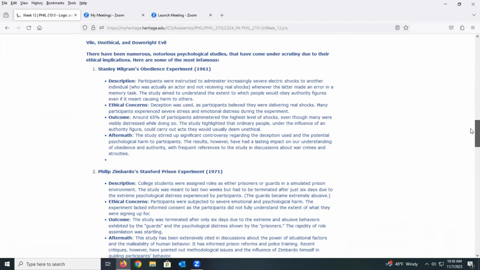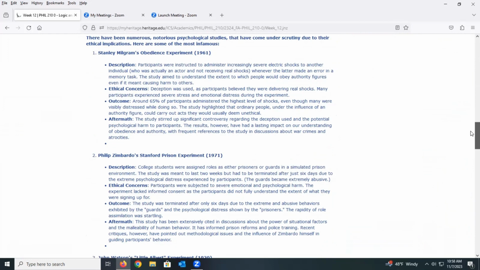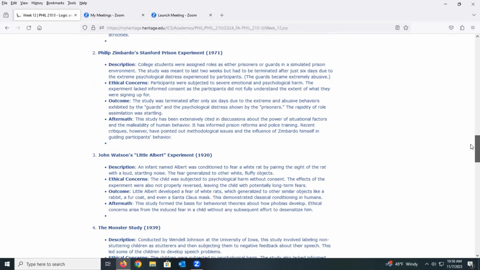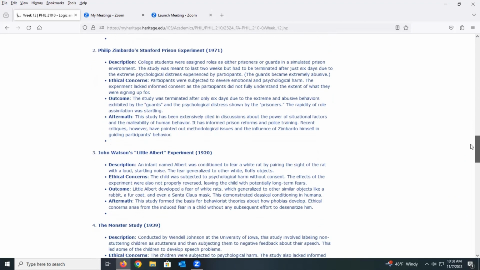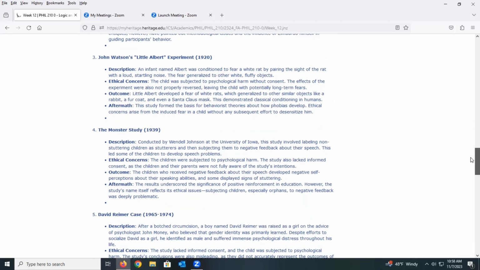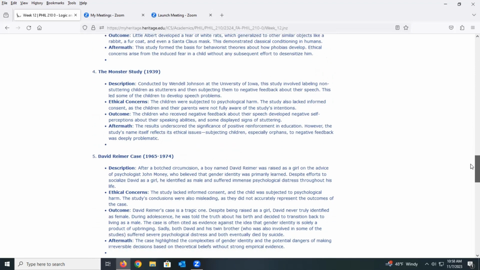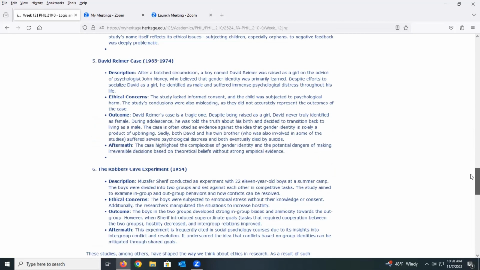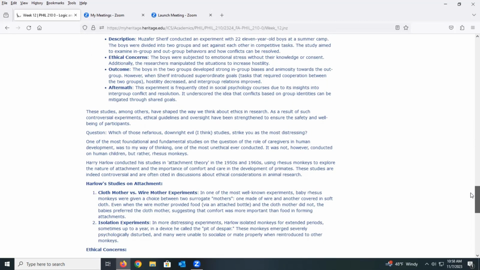examples, in my way of thinking, of vile, unethical, and downright evil experiments that were done primarily in psychological studies. We looked at the Stanley Milgram obedience experiment, Philip Zimbardo's Stanford prison experiment. We looked at John Watson's Little Albert experiment, the Monsters study from 1939, David Reimer case. We looked at the Robbers Cave experiment.